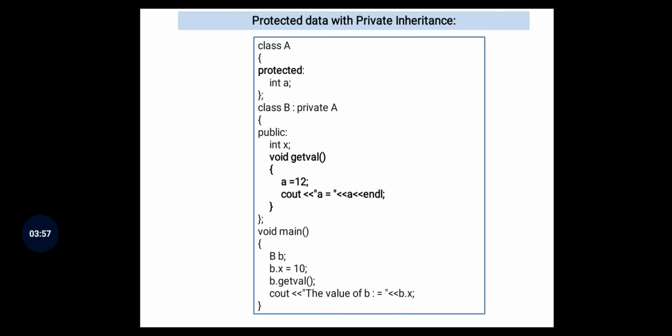So getVal, which is a public member function of the derived class, is able to access the protected member of the base class directly. Now, this helps us write the same code with the same level of security, but by using fewer lines of code. Now, what is the advantage of this? The advantage of this is A is private to class A. The member variable A is private to class A.